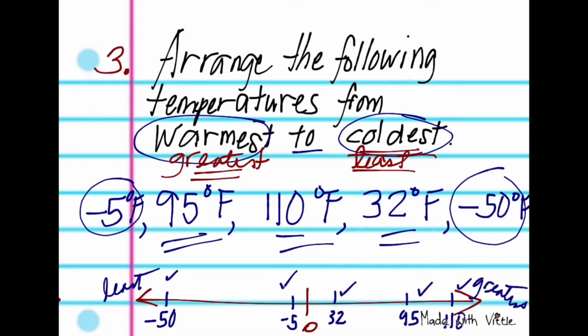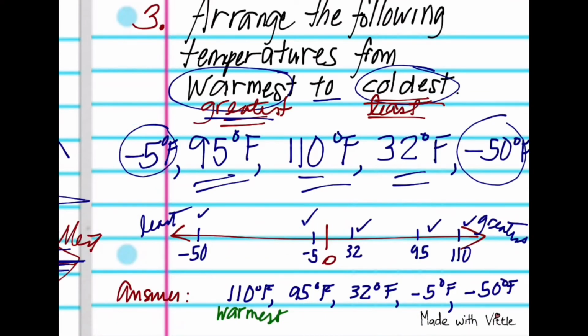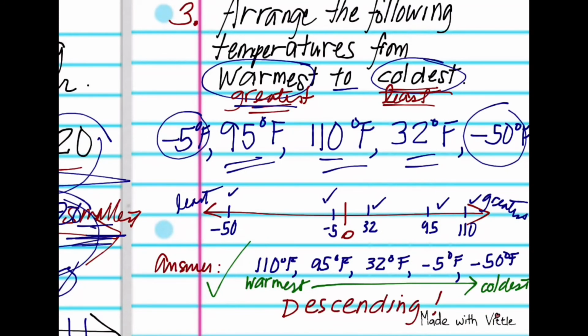So this one is from least to greatest. So if they are asking you to arrange them from greatest to least, then just flip them around. So this is your arrangement from warmest to coldest temperature. And just to remind you, this warmest to coldest also means descending because it started with the greatest number to the smallest one. Okay? So warmest to coldest, which is greatest to least, is also descending order.